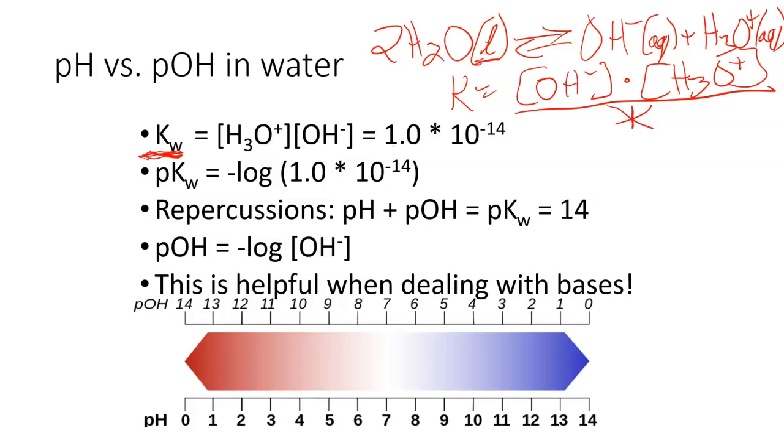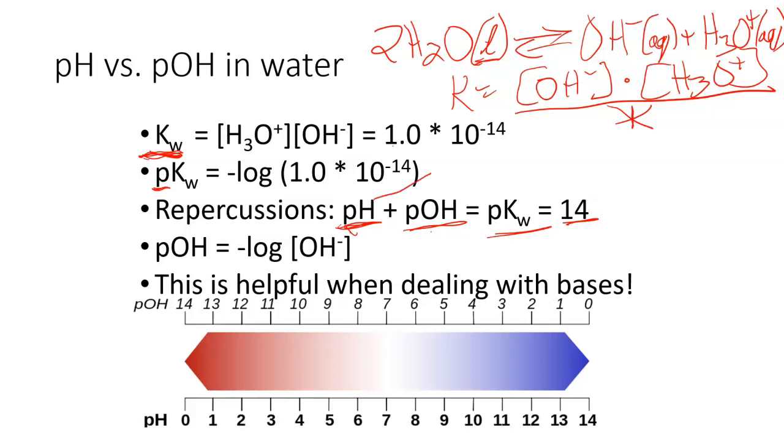The pKw, so the negative log of that, is going to be equal to the negative log of our Kw, so p is essentially negative log of, and it's going to be equal to 14. Now, I'm not going to get into too much about how we get from here to here, but essentially what that means is that pH, the negative log of our hydrogen ion concentration, plus pOH is going to be equal to the pKw, or 14. So the negative log of 1.0 times 10 to the negative 14th is 14. So pH plus pOH is equal to 14.